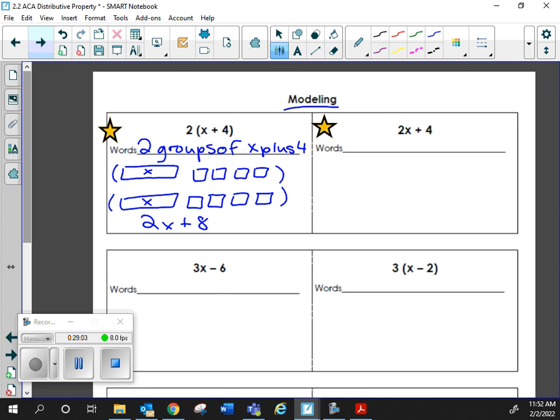Okay. Over here, do I have any groups of anything? No, it's just 2x plus 4. Great. 2x plus 4. 2 x's plus 4. 1, 2, 3, 4. In total, I have 2x plus 4.